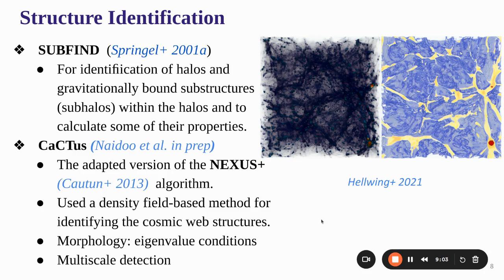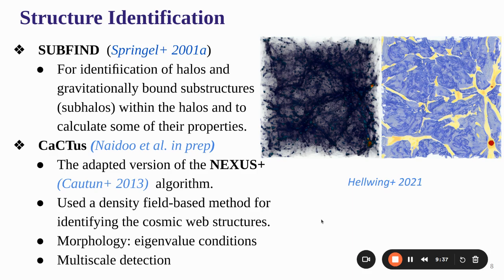So for structure identification, to identify the halos and subhalos, we use the SUBFIND algorithm. It's based on overdensities. First it identifies the FOF groups, within a distance of 0.2 times the interparticle separation. Then inside each FOF group, it tries to identify the substructures using local overdensity. Also, SUBFIND calculates some of the subhalo and halo properties.